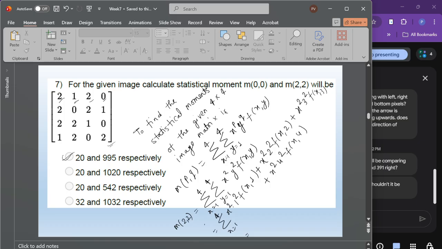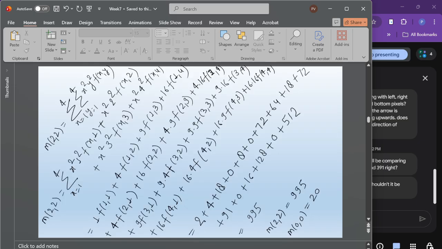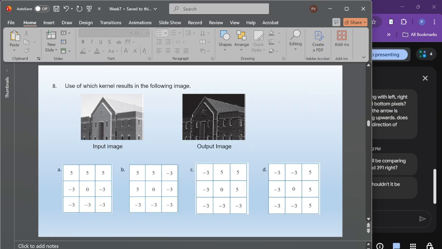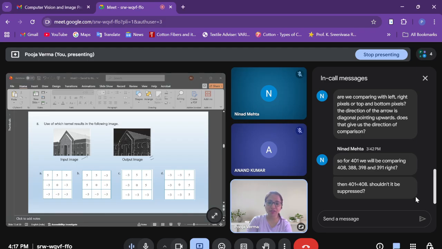So now moving to our next question. Which kernel results in the following image? This is our input image. After using one of these kernels, we will get this output image. So which kernel will be used to get this result? Anyone have any idea? Would anyone like to answer this question? Anyone?